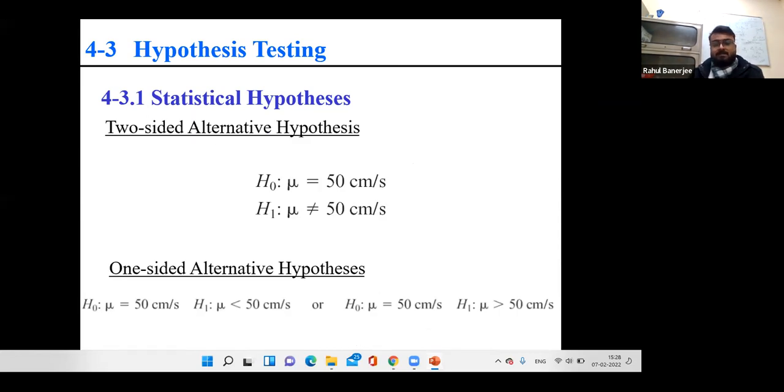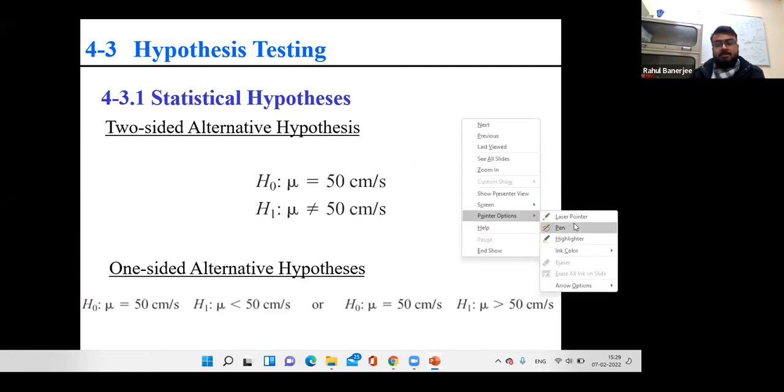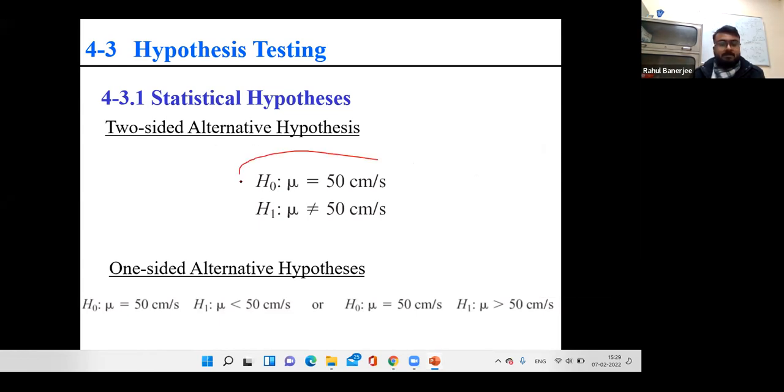Now, generally a statistical hypothesis is represented in this way. Say H naught, that is the null hypothesis, or the hypothesis of no difference. The first hypothesis that we have in our mind is called the null hypothesis. Suppose the mean of something is 50 centimeters per second. So this is the null hypothesis that I have. Contrary to this, I can have a hypothesis which is not equal to, meaning it can be greater than or it can be less than.